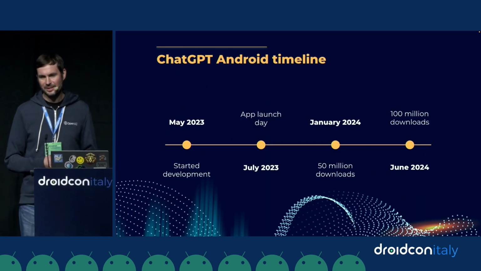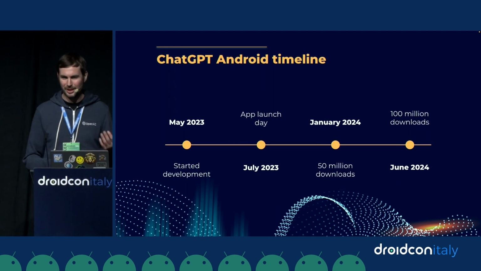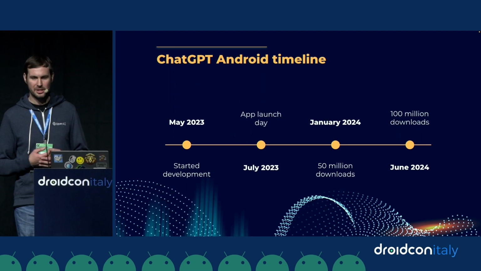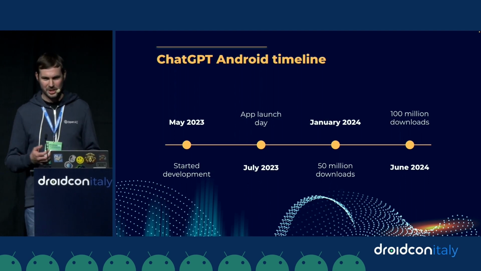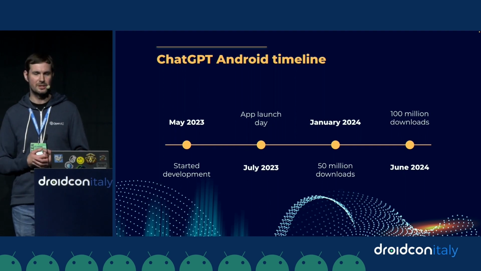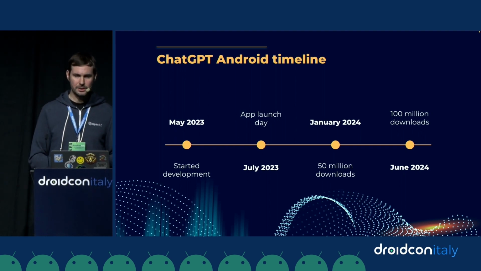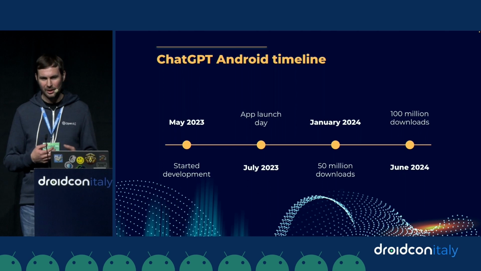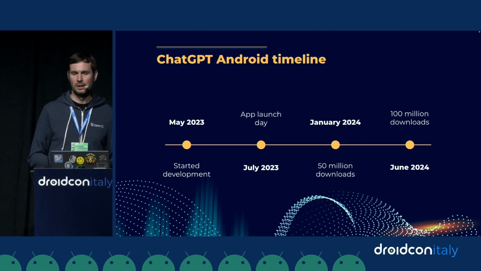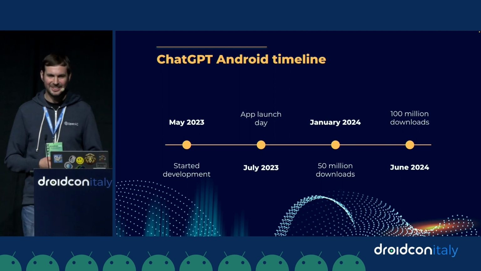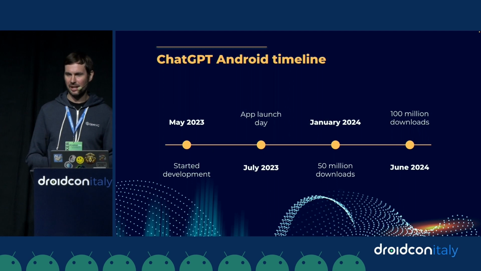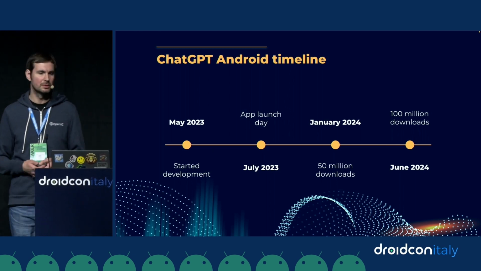Here are the milestones of ChatGPT Android app development. We kicked off in May 23 with just 3 Android engineers. We launched the app by July 23, which is less than 2 months from zero to public launch. By January 24, we achieved 50 million downloads on Google Play and 100 million by June. I expect continued fast growth driven by countries with high mobile usage and app-specific features like voice mode.